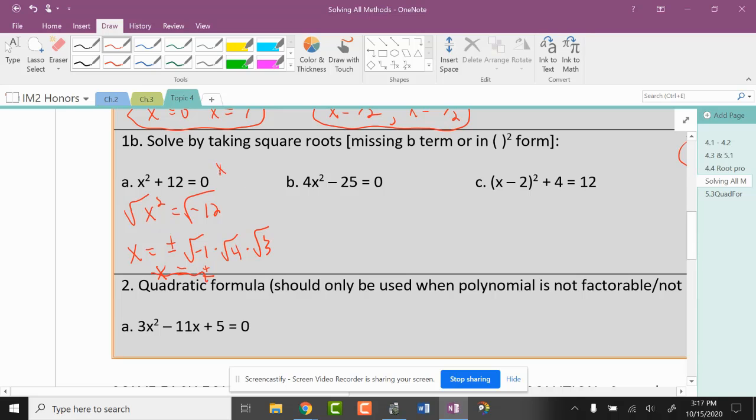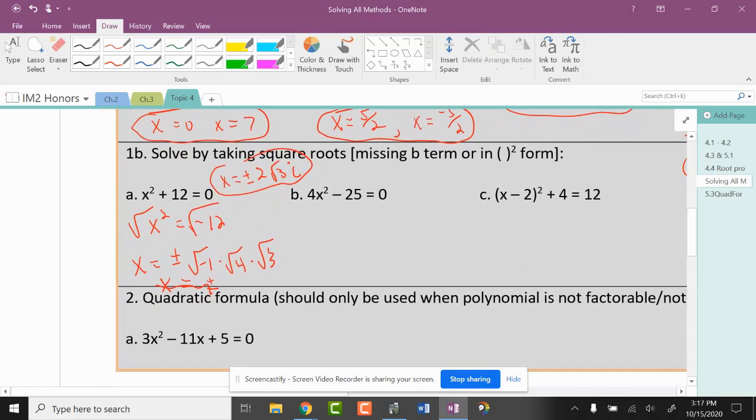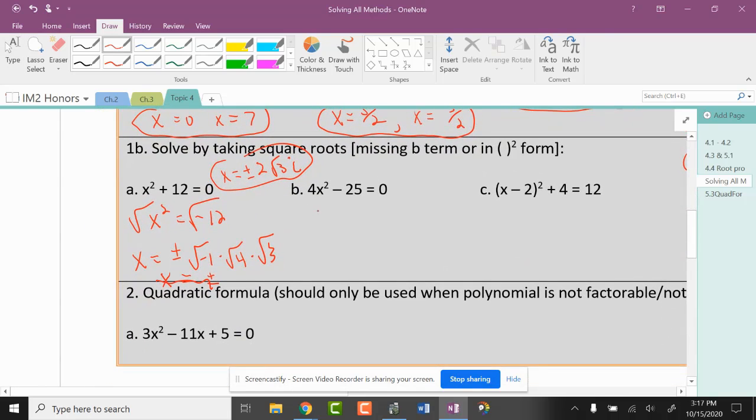X equals plus minus. Square root of 4 is 2. Root 3 stuck in jail. I. That's the answer to letter A. Letter B, wait a minute. Letter B is letter B up here. I should solve by factoring. Sure, but I did this on purpose.